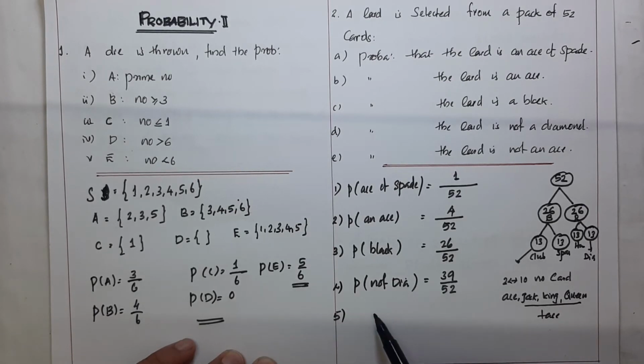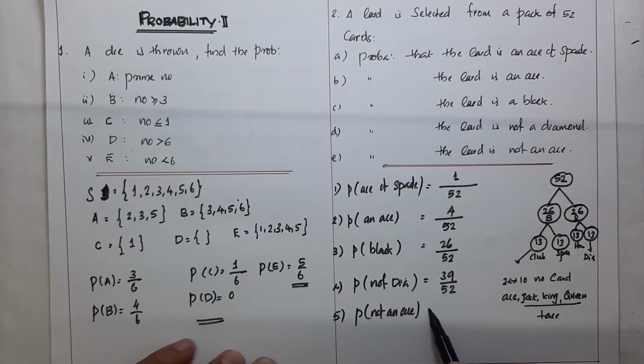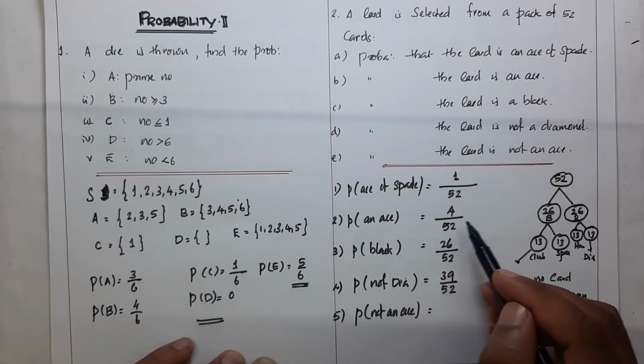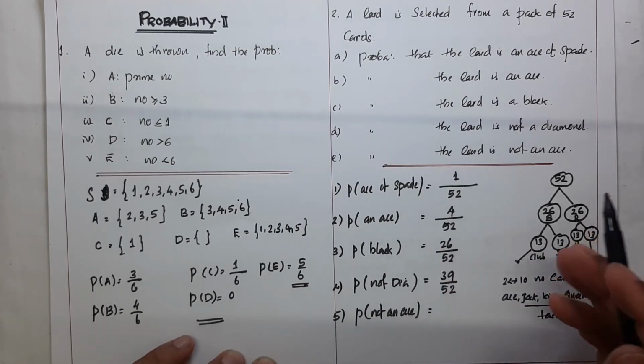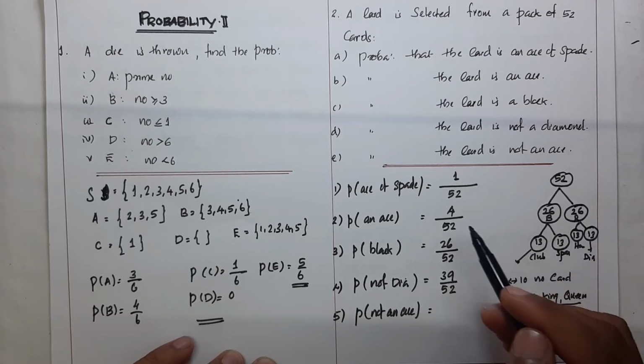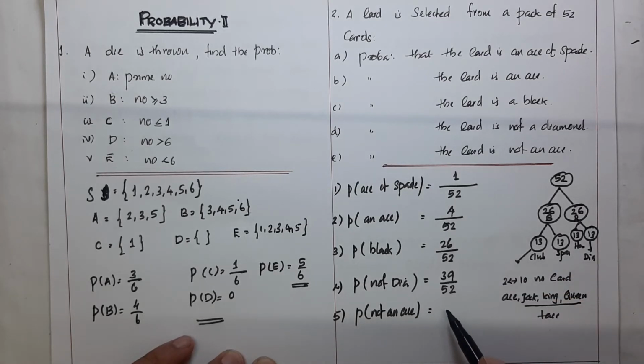Our fifth question: the card is not an ace. Not an ace means except the 4 ace cards. Totally 52 contain 4 aces, except 4 means 48 non-ace cards divided by 52, and therefore the required probability is 48 divided by 52. That's all.